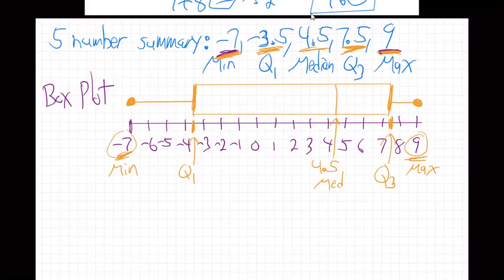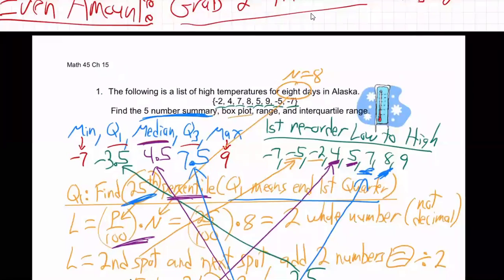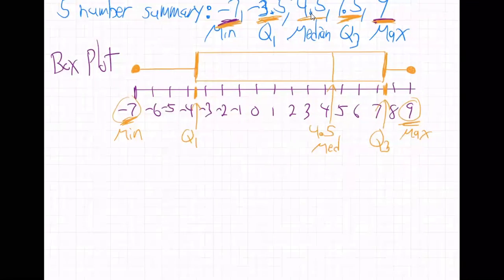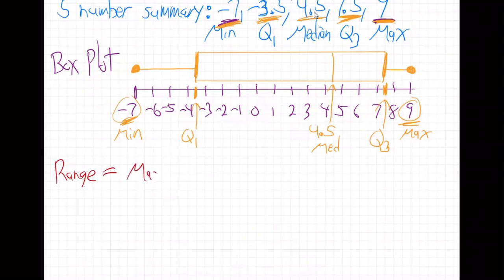All right, let's get back to the question. So what else do we got here? We did the box plot. She wants the range and the interquartile range. We're almost done with this one. So range, remember what range is? The max minus the minimum. Yep, just max minus min.